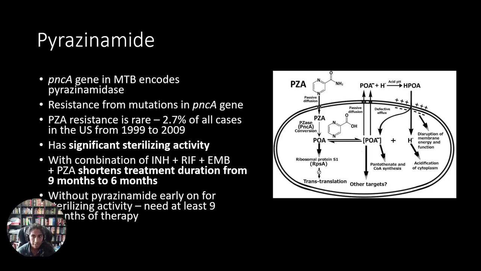Pyrazinamide is important because it has significant sterilizing activity. And when it is used in combination with isoniazid, rifampin, and ethambutol, because of its significant sterilizing activity, it is able to shorten the treatment duration from 9 months to 6 months of total therapy. If pyrazinamide is not able to be used due to some of its side effects, which we'll talk about later, then treatment duration needs to be extended to at least 9 months of therapy.